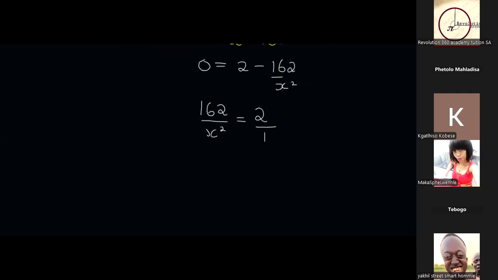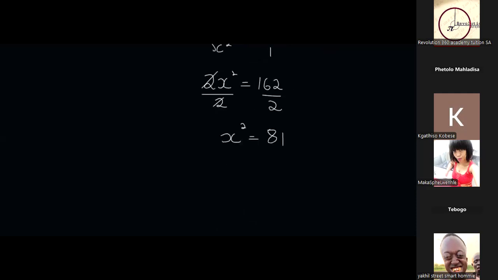And then you divide both sides by 2, because math says what you do on the left-hand side, do on the right-hand side. 2 cancels 2. X squared is equal to, let's now solve, 162 over 2, you're getting 81. 100%, 81 is a perfect square. We must get 9, whether you like it or not. X squared is equal to 81.